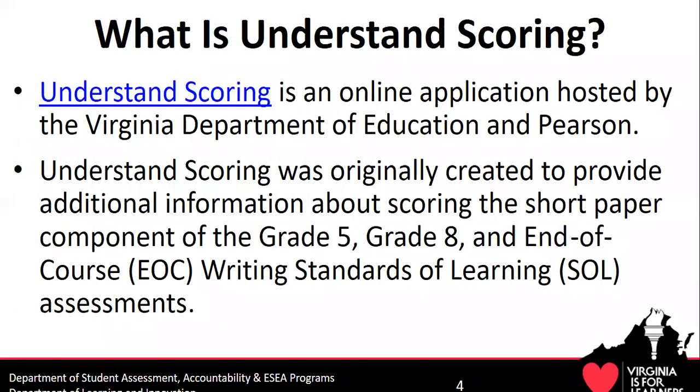So just first want to say that Understand Scoring is an online application that is hosted by the Virginia Department of Education and Pearson. So Pearson is our partner in this. So actually when you go to Understand Scoring, you can access it from the Department of Education site, but it does take you out to a new site that is held by Pearson. And it was originally created to provide information about scoring the short paper component of that 5th grade, 8th grade, and end of course writing standards of learning assessments. And since then, we have modified it to adjust how we have changed things over the last few years. So our supports have changed to go with it.